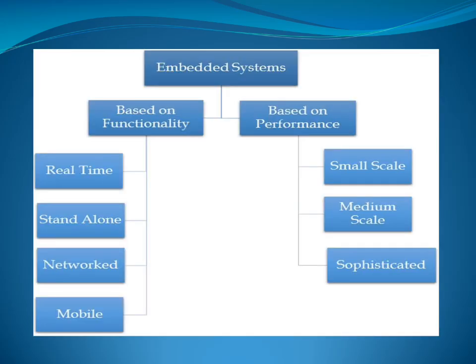Embedded systems are classified on the basis of functionality and performance. On the basis of functionality, embedded systems are classified as real-time, standalone, networked, and mobile. Based on performance, embedded systems are classified as small scale, medium scale, and sophisticated.